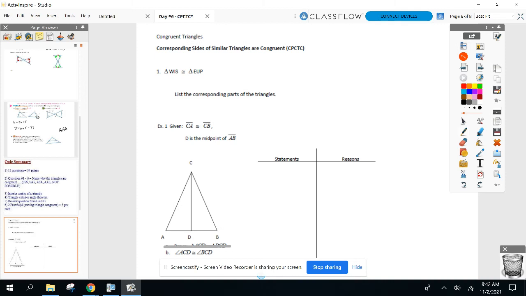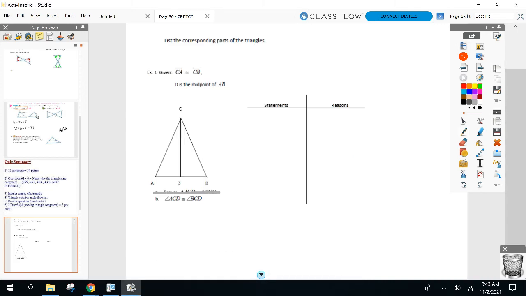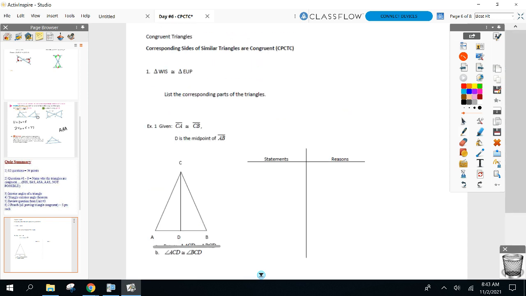All right, what happens after the triangles are congruent? And yep, I'm going to start up there. So you already know triangle WIS and triangle EUP are congruent. You didn't give me any diagrams, Mr. Carlin. You don't need them. This is all I need right here.